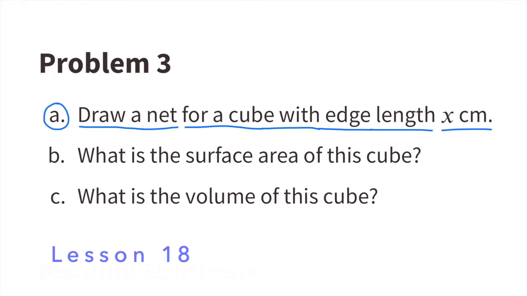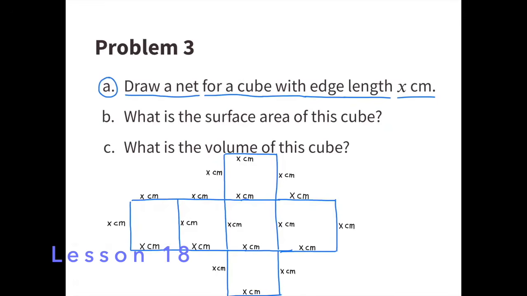Number 3. A. Draw a net for a cube with edge length x centimeters. Here's the net for the cube with edge length x centimeters. The x is a variable that represents an unknown value.